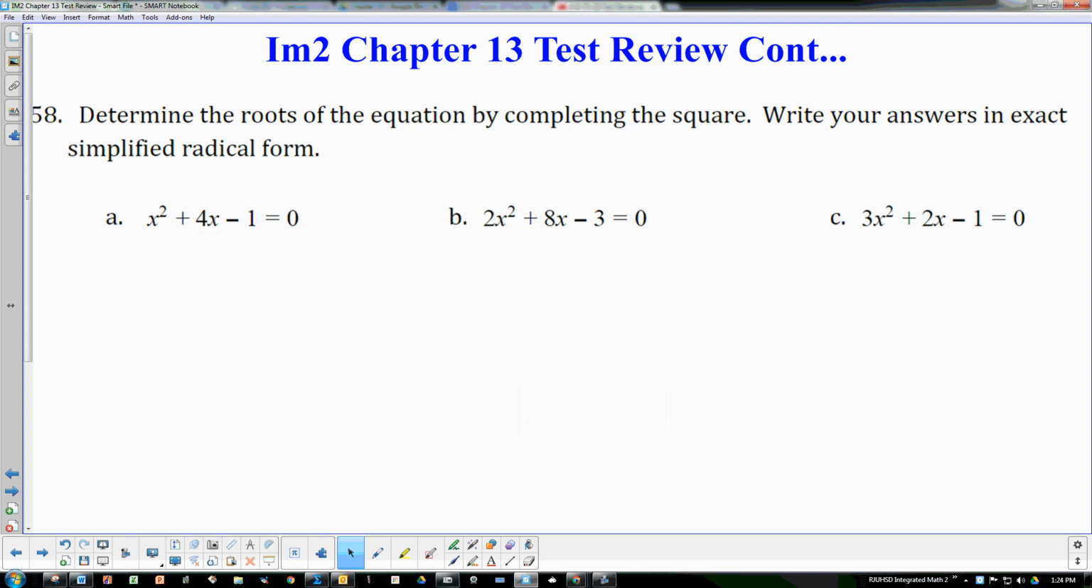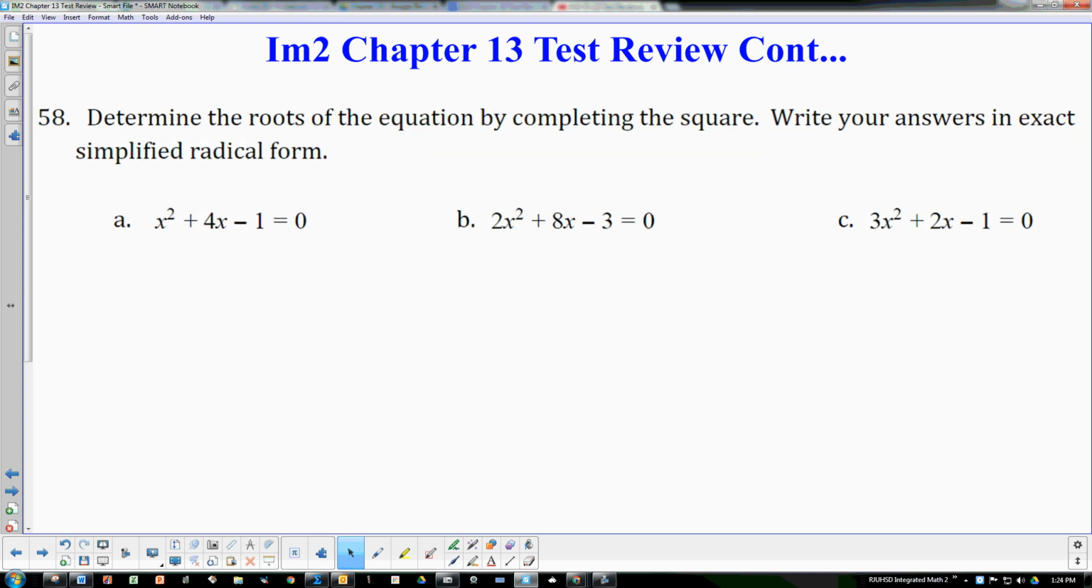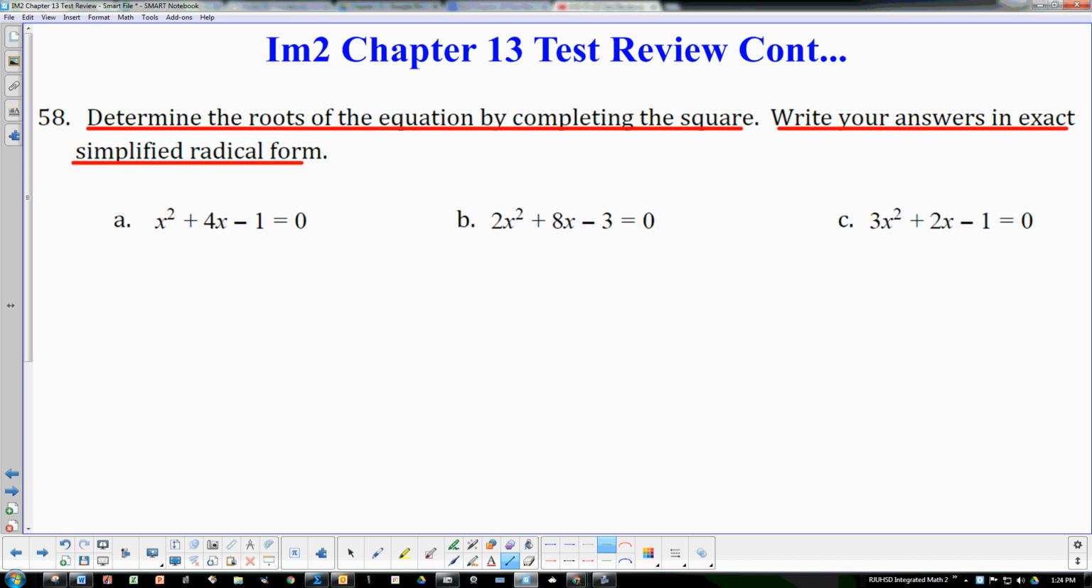This is the Integrated Math 2 Chapter 13 test review continued. So we are going to continue with number 58. So here we go. The directions are asking us to determine the roots of the equation by completing the square. Write your answers in exact simplified radical form.